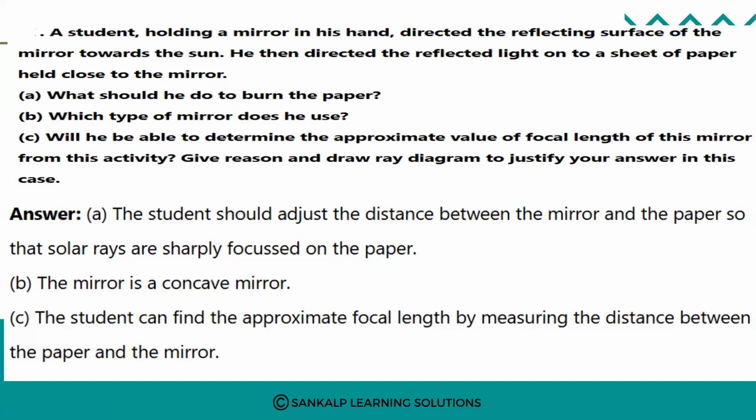The student should adjust the distance between the mirror and the paper. Yes or no? So here the sun is there. So here you are using a mirror. So here the rays are coming. So the student should adjust the distance between the mirror and the paper so that the solar rays are sharply focused on the paper.